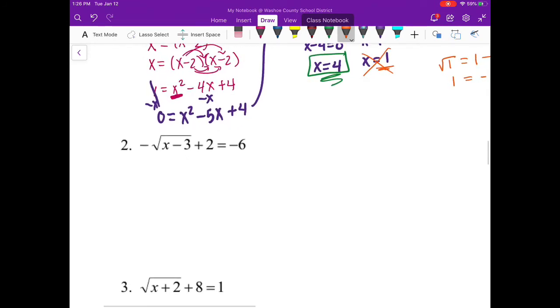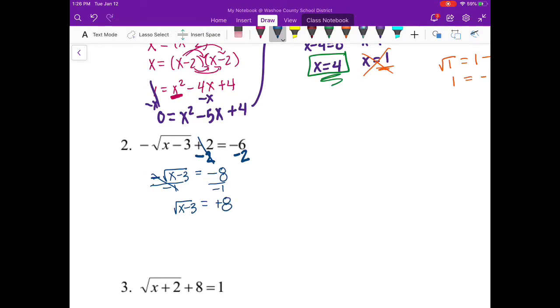All right, same process for number 2. Our first goal is to isolate the radical, so move anything over that I need to first. I'm going to subtract the 2 from both sides here. So that leaves me with negative square root of x minus 3 equals negative 8. Then I have a negative in front of the radical, so I'm going to divide that out. I'm going to divide by negative 1. That gives me square root of x minus 3 equals positive 8.